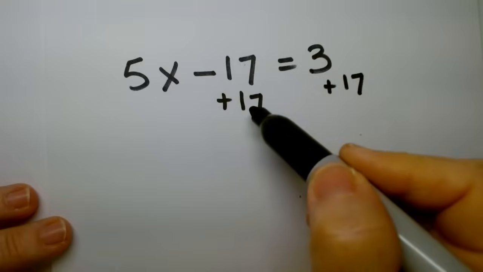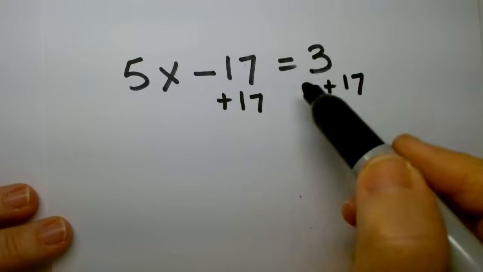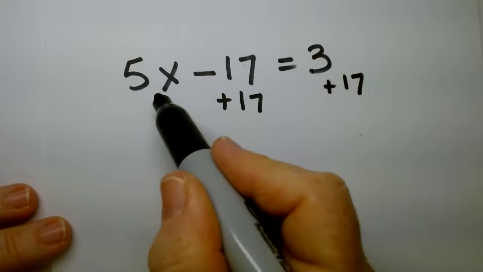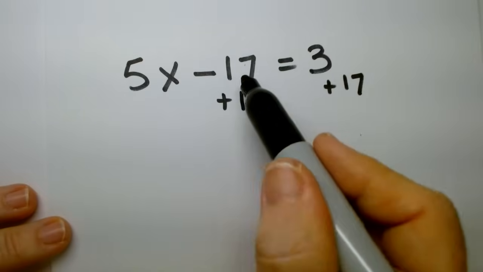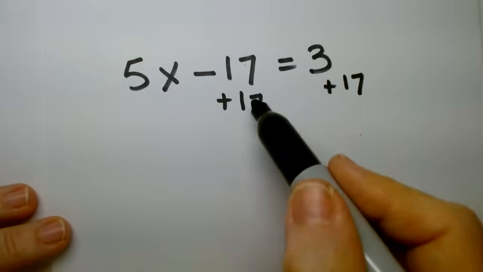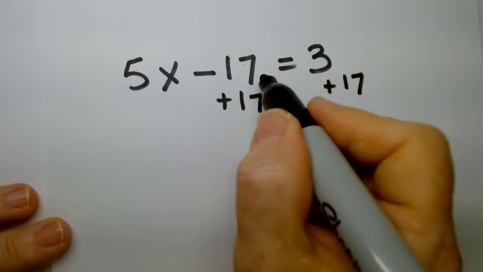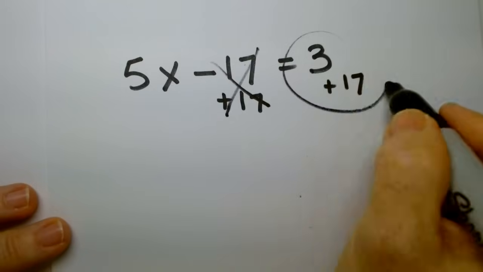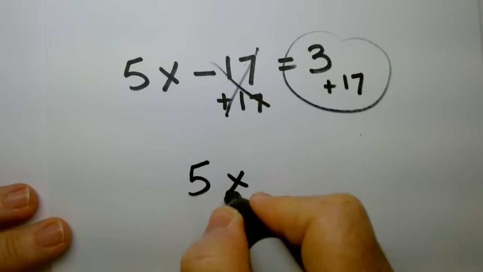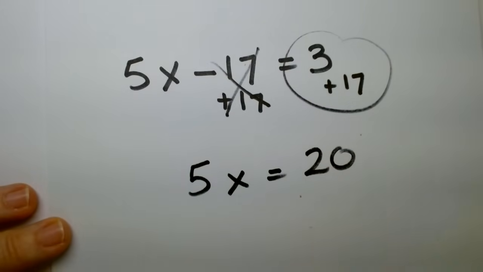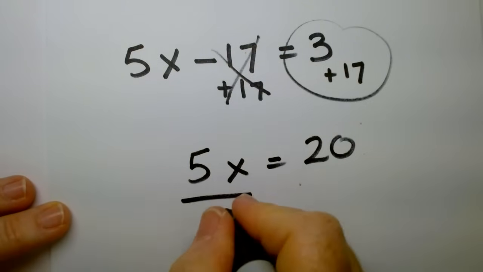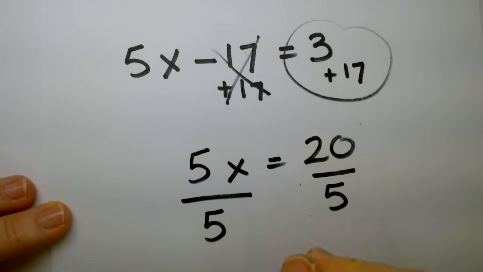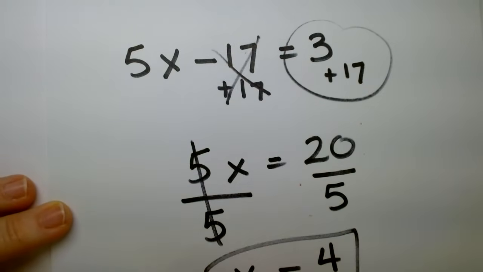So you do the addition first or subtraction first. Get the numbers, don't divide by 5 because it's too hard. 17 over 5 is a yucky number. So get this over there. 17, so that goes to 0. This becomes 20. I have 5x equals 20. Do you see how this is easier now? So divide by 5, and the x becomes, this turns into 1, this turns into a 4.